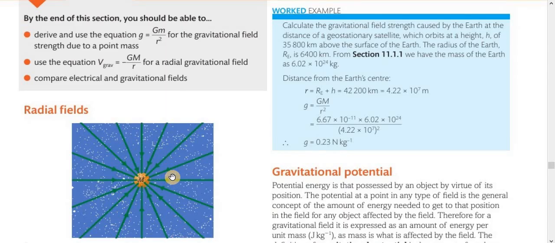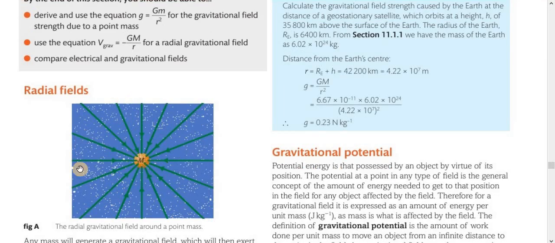Then here we have a radial field. It doesn't matter whether this is a moon or an earth, the field lines are pointing towards it. Why? Because if you have an object, the object is attracted towards it. So these are the gravitational field lines. They are pointing towards the center of this point mass. That's why it's a radial field. It's like the radius of a circle, pointing towards the center. That's why this is called a radial field.